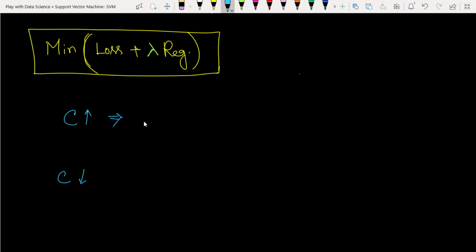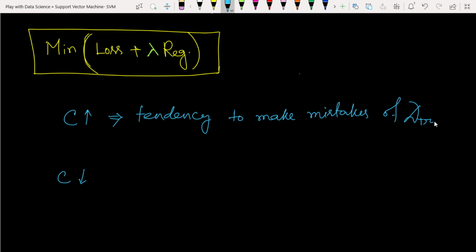So if we increase the value of C, then the tendency to make mistakes on our training data set, that is D train, will decrease. This implies we are making the model a high variance model.